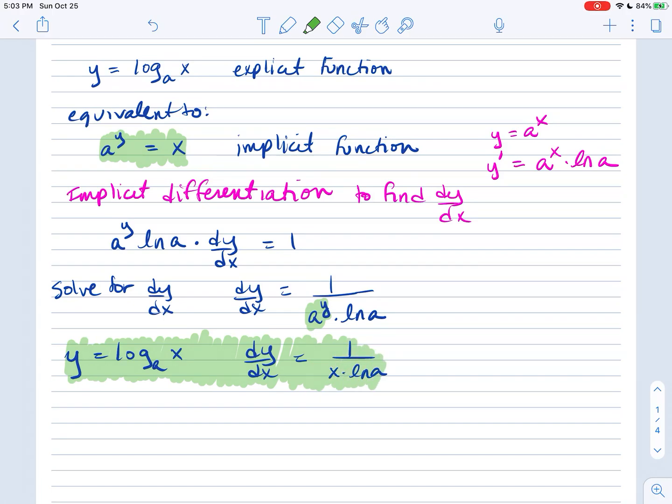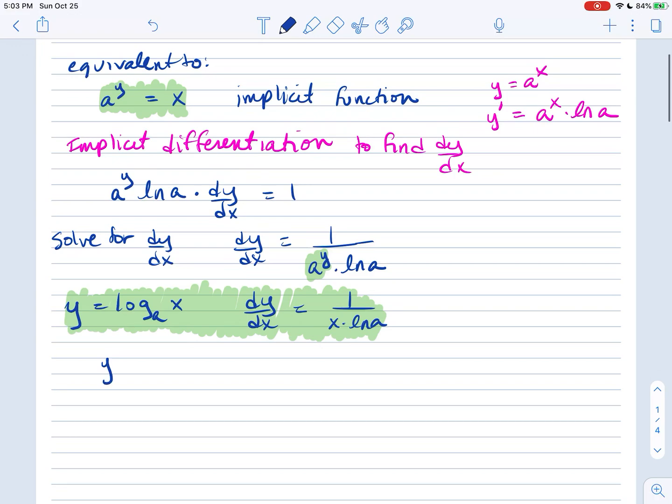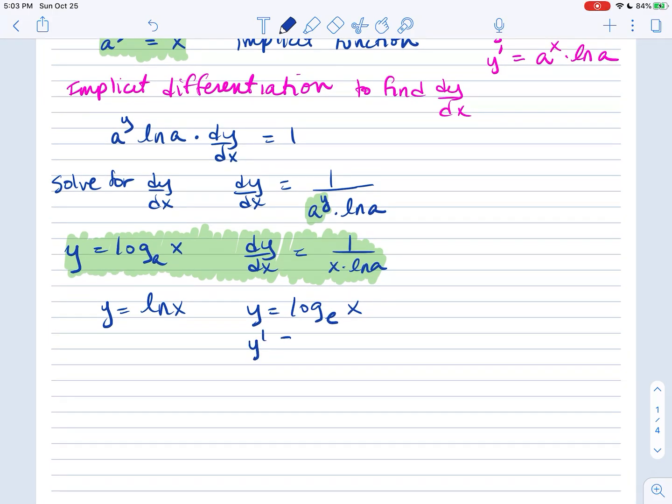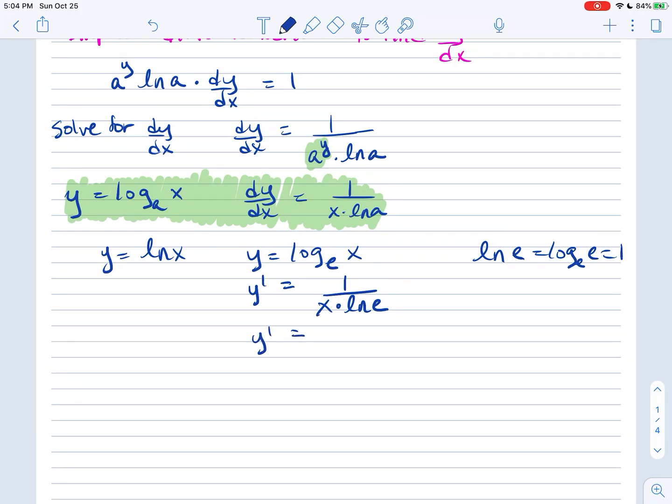So now let's take a look at the derivative of the natural log. Okay, and we know that y equal to ln of x is equivalent to saying it's the log base e of x. And if I take my derivative using the rule up top, then this is going to equal 1 over x times the ln of e, and we know that the ln of e, which is log base e of e, is going to equal 1. So if we've got y equal to the ln of x, the derivative is going to be 1 over x.